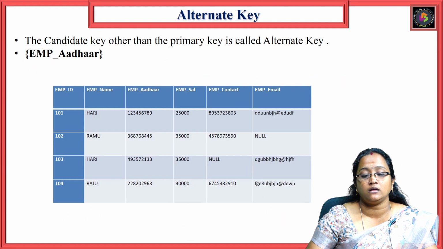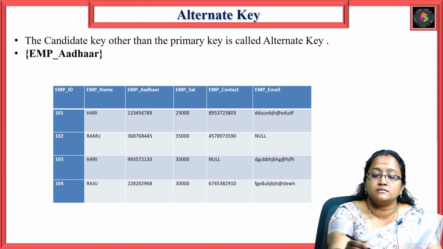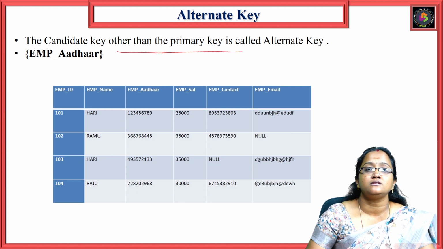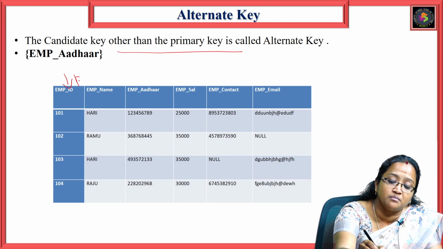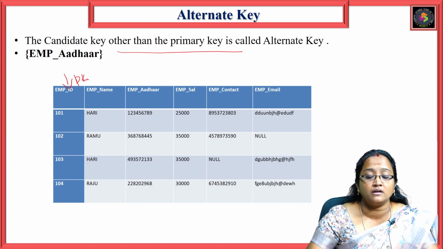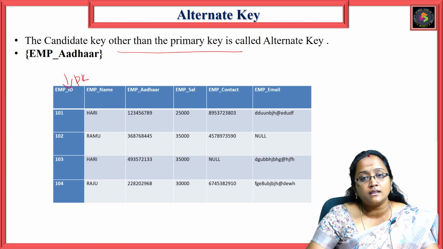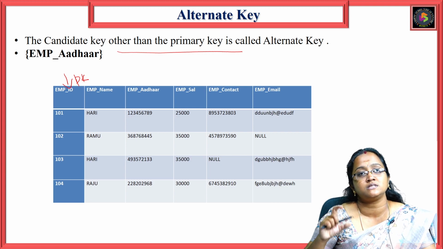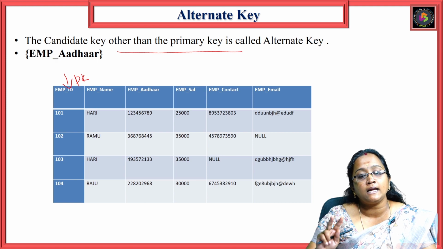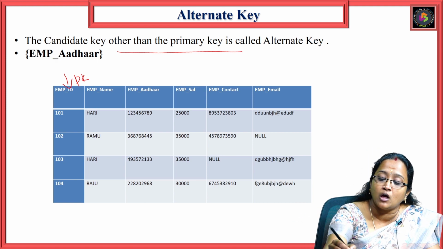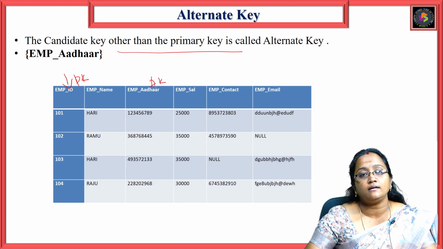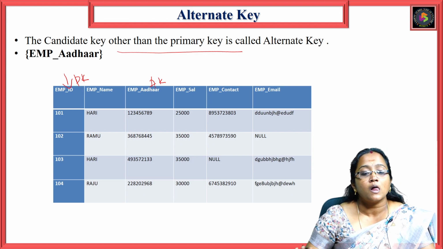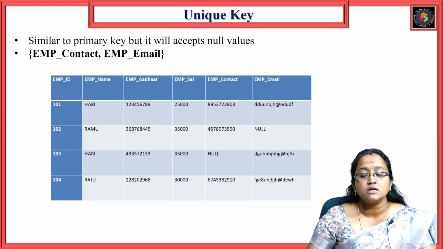Next one is alternate key. The key other than the primary key is called the alternate key. In the previous example, we took employee ID as the primary key. Alternate means other than the primary key: whatever attribute is present in that list is called an alternate key. So here we are taking employee Aadhaar as the alternate key. So the keys in the candidate key set other than the primary key are called the alternate keys.